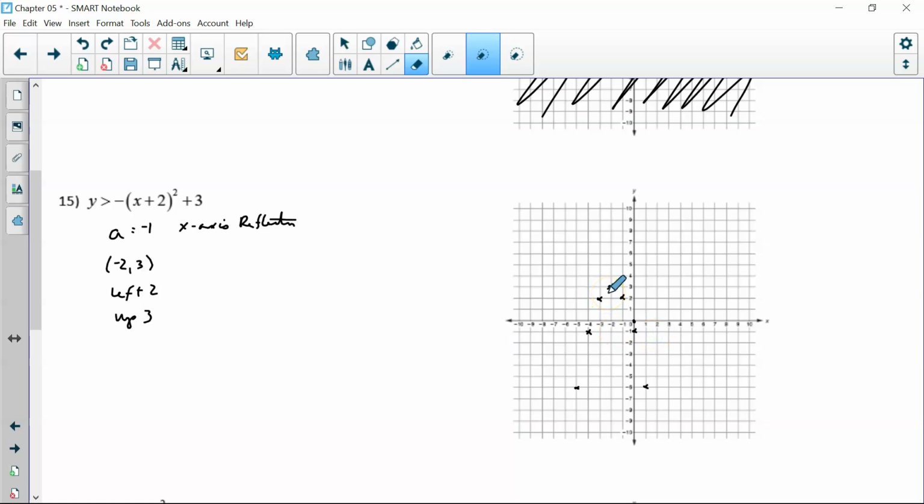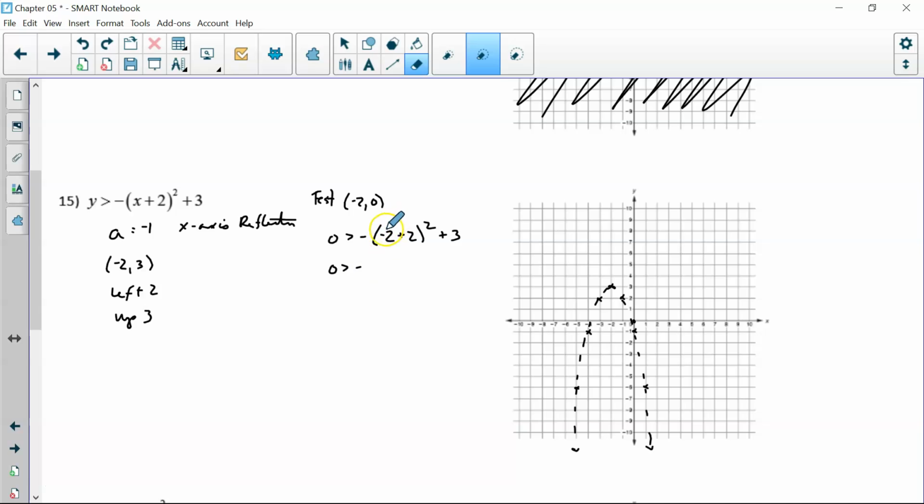And our graph, it's a dashed line through these points. Now, I don't like how close I am to 0, 0, so I'm not going to use that as my test point. I'm going to pick a point in between this time. I'm going to pick a test point at -2, 0. So 0 is greater than the opposite of -2 plus 2 squared plus 3.